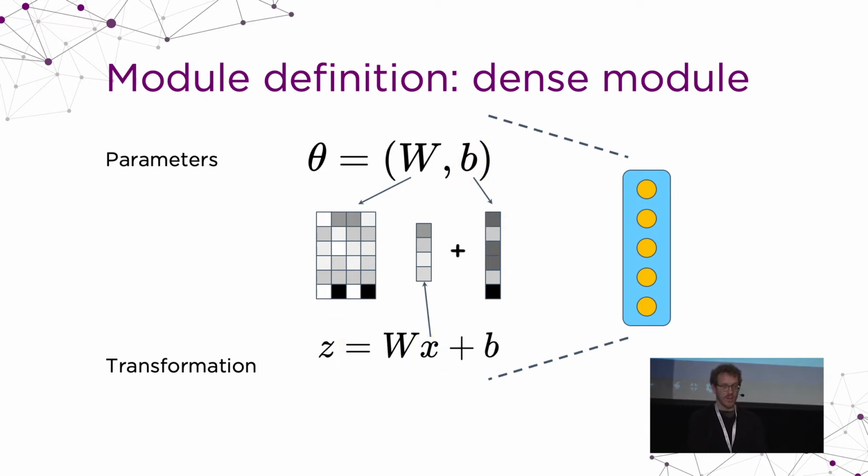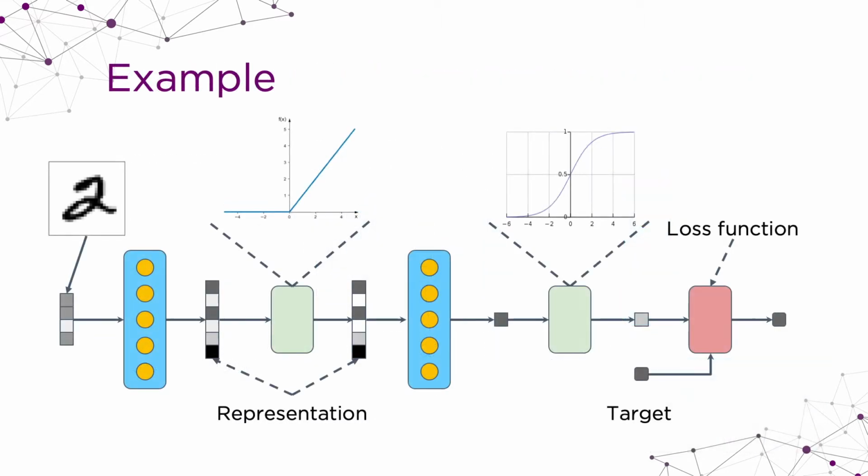At the beginning, we don't know which values W will be. So we will initialize this module to random values, and we will let the model learn the values in W and B. W and B are my parameters. So okay, I define how the information will be transformed in one direction.